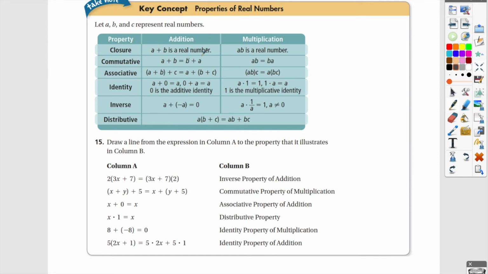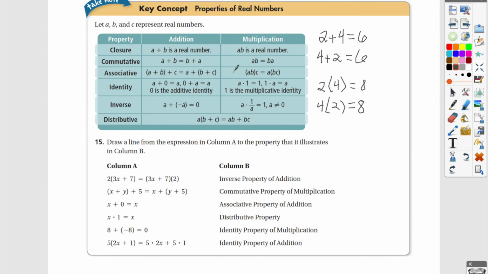You have closure. A plus B is a real number. If A plus B is a real number, then A times B is a real number. You have commutative. A plus B equals B plus A. A times B equals B times A. In other words, if I did 2 plus 4, which equals 6, it's going to be the same thing as 4 plus 2, which again equals 6. If I did the multiplying version, 2 times 4 equals 8, well, that's going to be the same thing as 4 times 2, which again equals 8. It works either way. It doesn't change the answer by flipping it around.